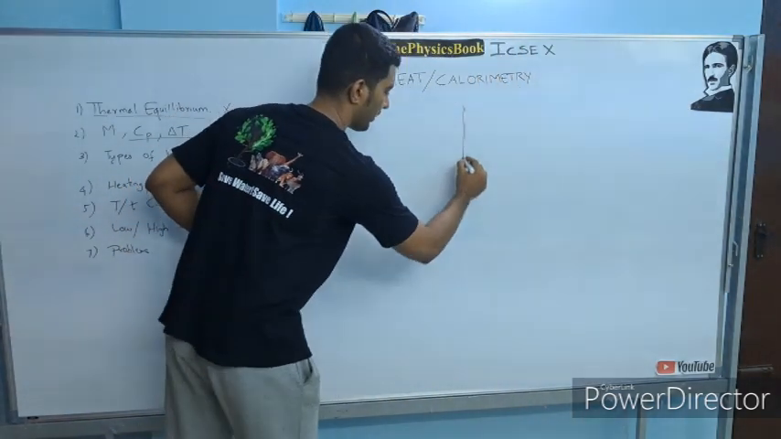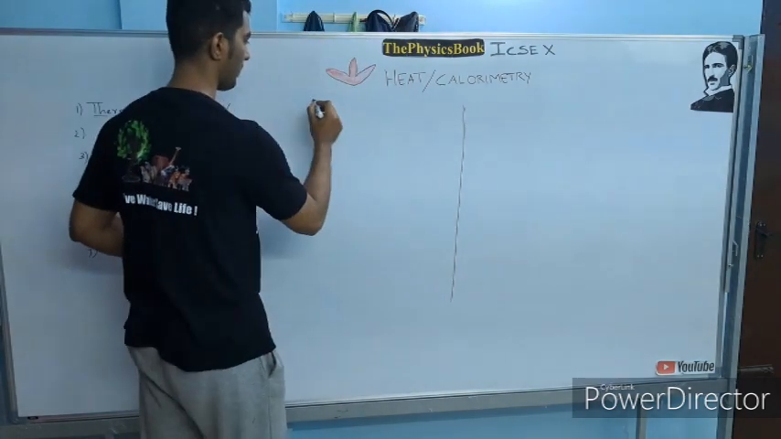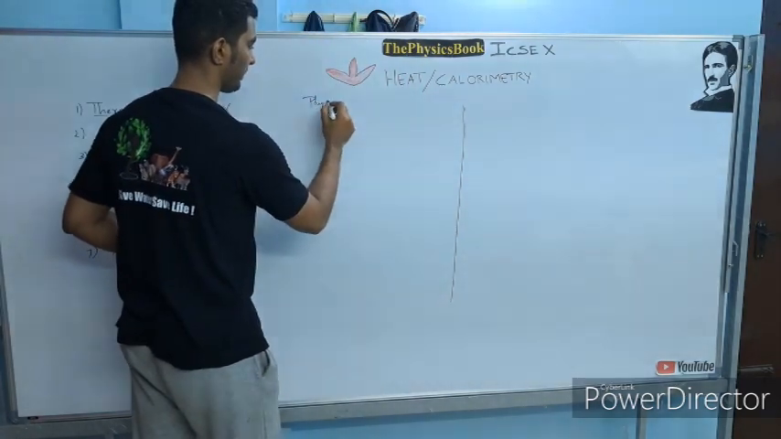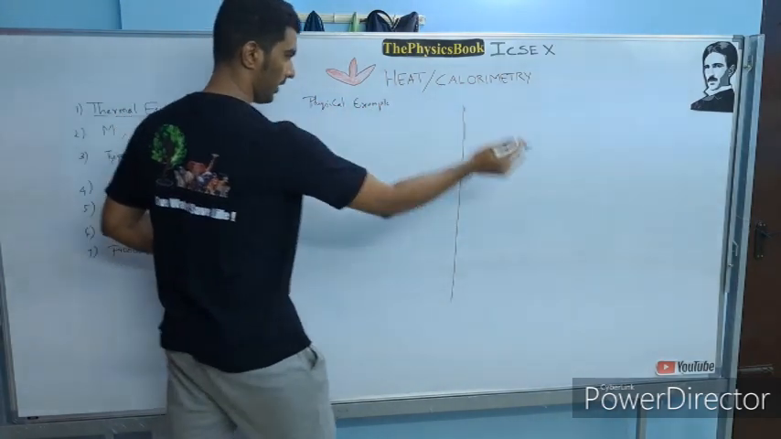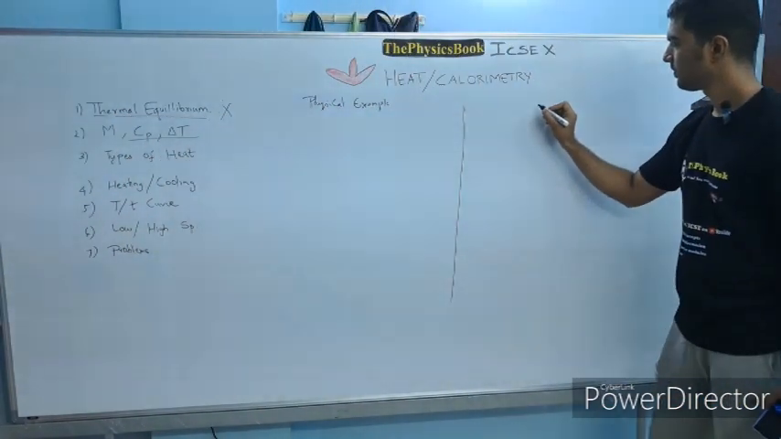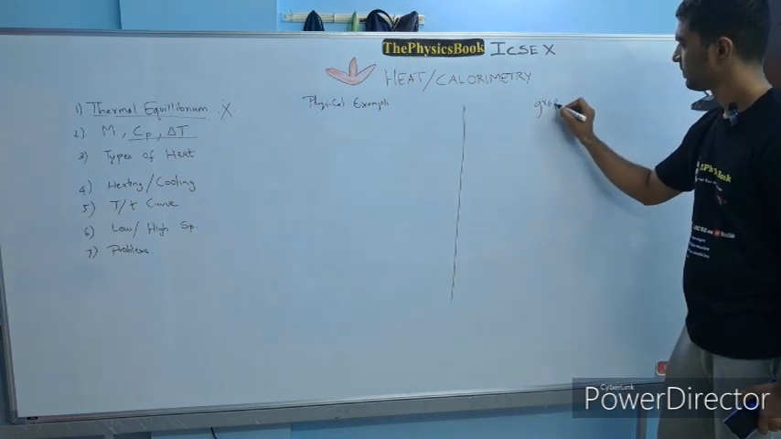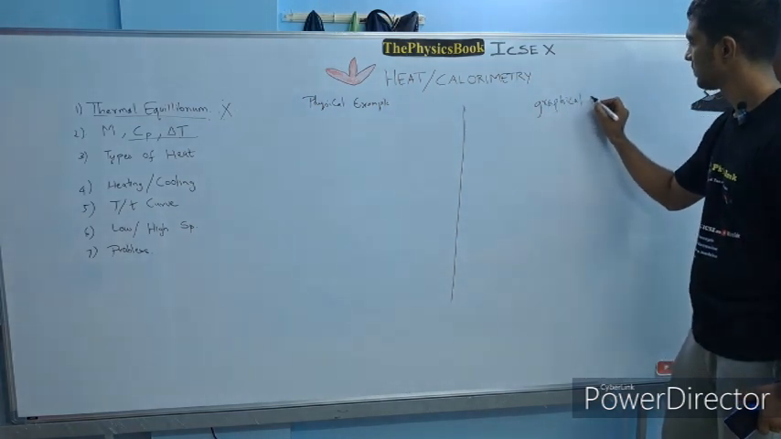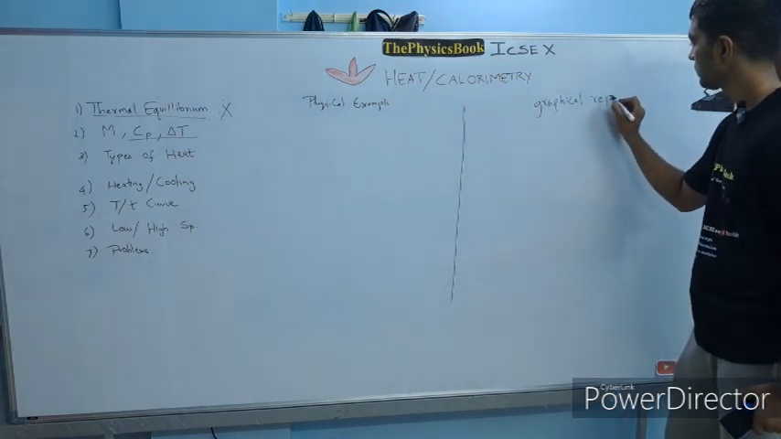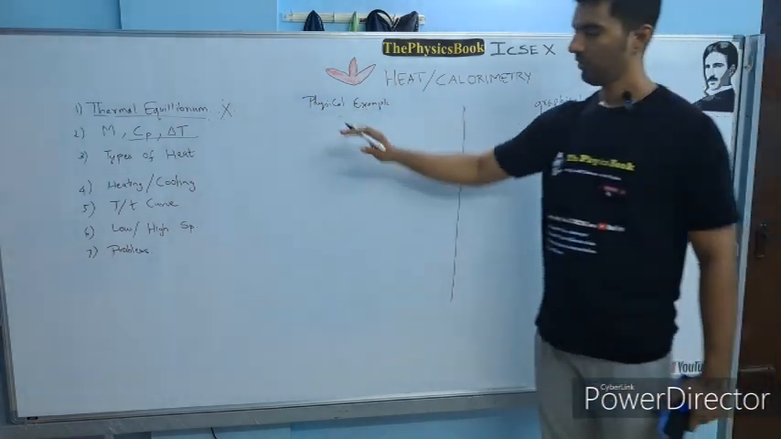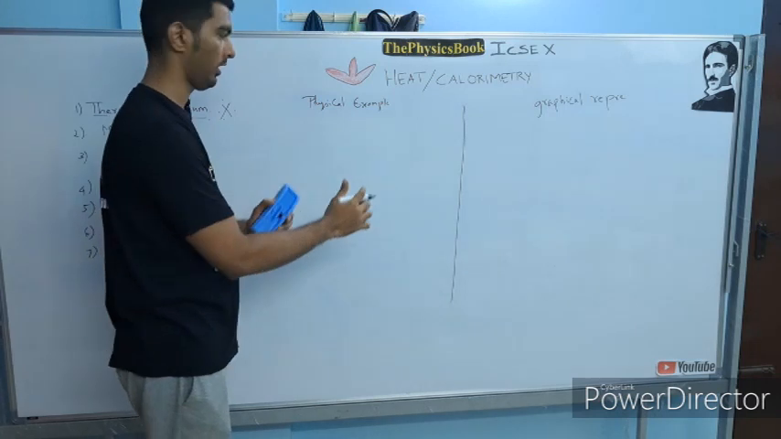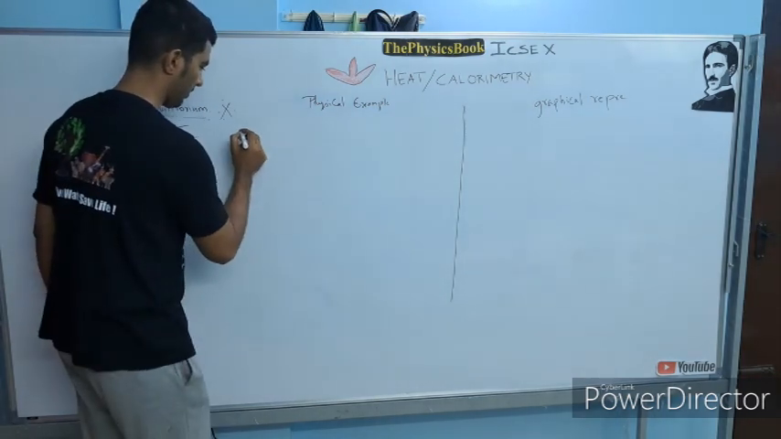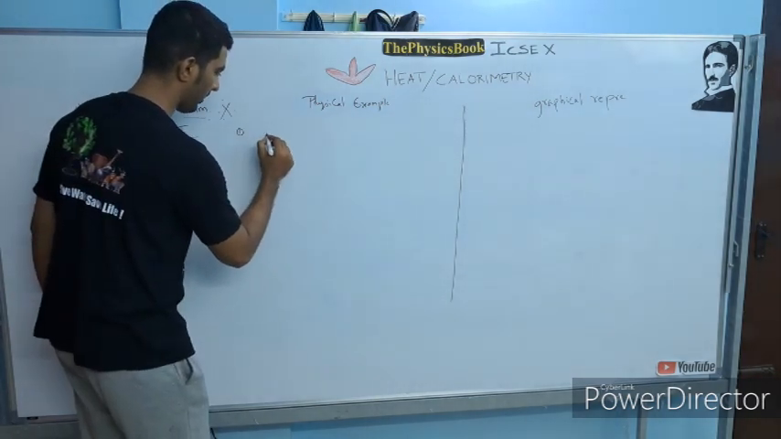I will divide the board into 2 separate segments. First one, I will go for a physical example. And the same physical example will be manifested in a way that you will understand it graphically. So what is meant by physical example? Physical example is nothing but I'm just going to depict what you are going to see in real life. So first, let's take a plate of ice.